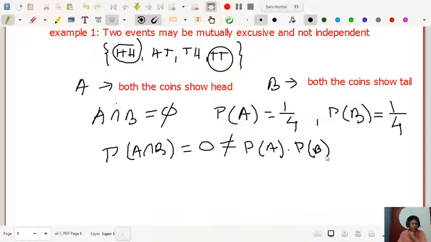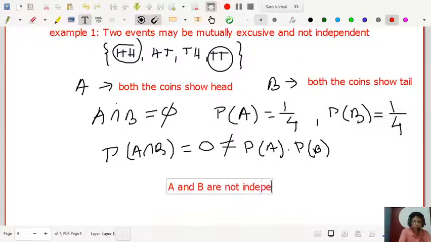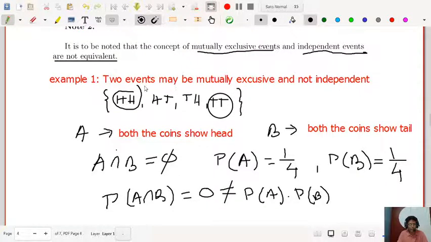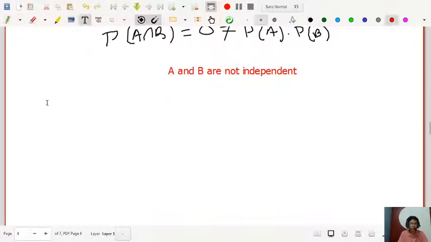So what is your conclusion? A and B are not independent, but they are mutually exclusive. That was my target, and we have proved that with an example. We have verified that two events may be mutually exclusive and not independent. Next, we'll show the next example.